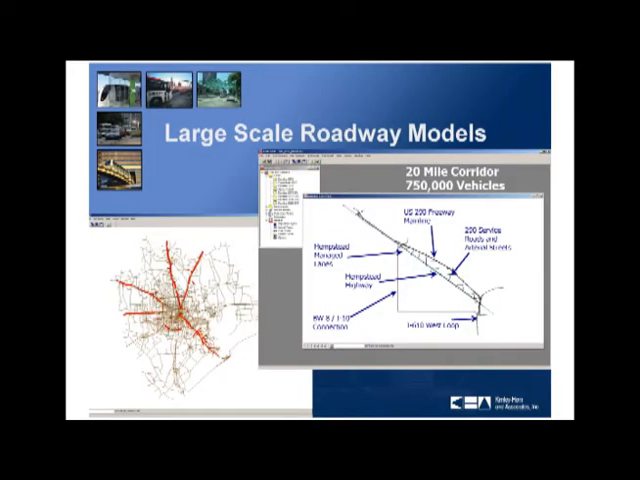Large-scale roadway models. This is actually a later version of the TxDOT model, where we were looking at the combination of freeway lanes, service roads and arterials, Hempstead Highway, Hempstead managed lanes, and commuter rail, all in one integrated simulation, in order to give TxDOT information on how we are going to put it all together to make the corridor work in the future.